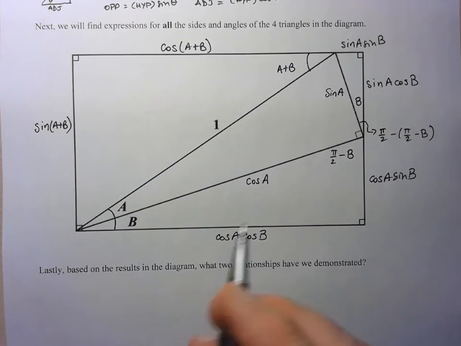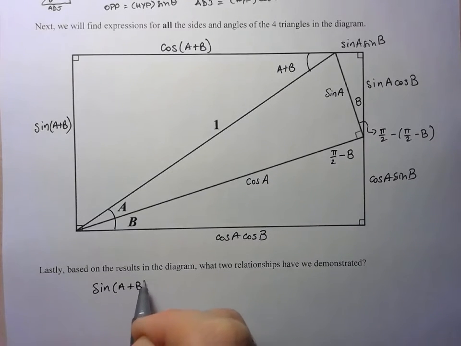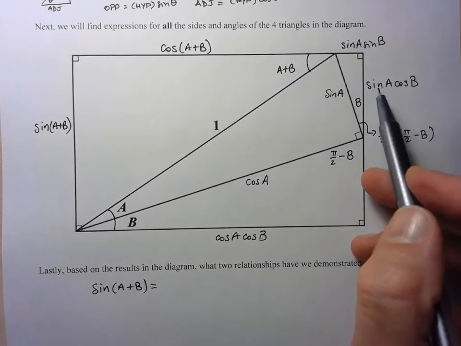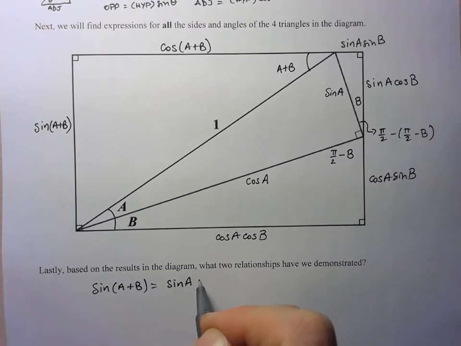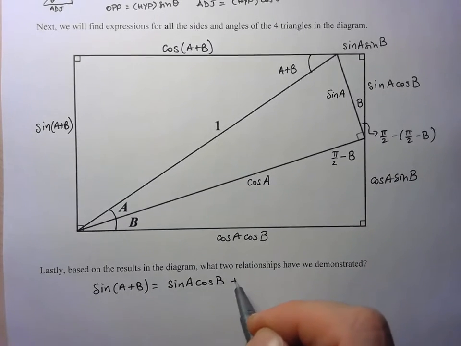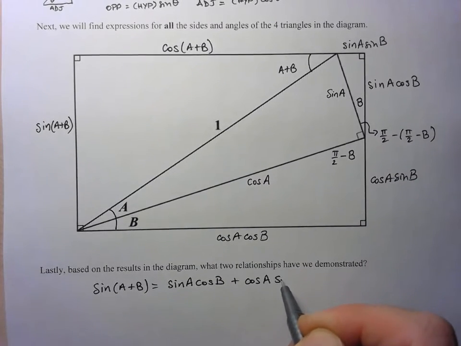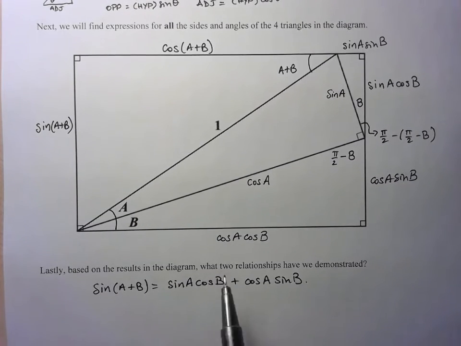So what have we just shown? We've shown that sine of A plus B is equal to sine of A times cos of B plus cos of A times sine of B. And there we have a property for the sine of the sum of two angles.